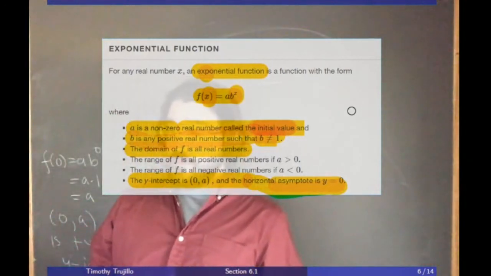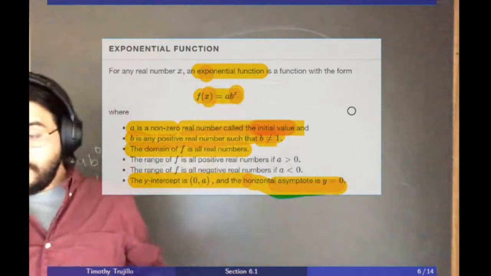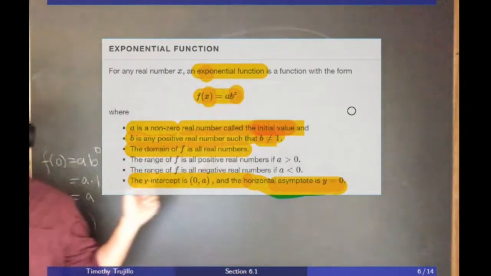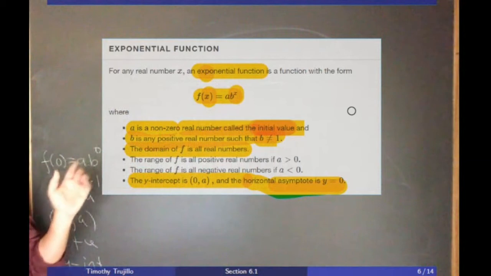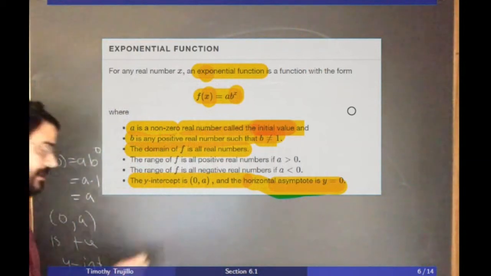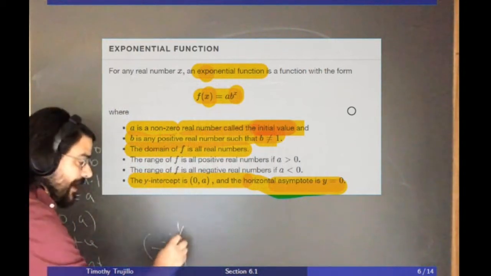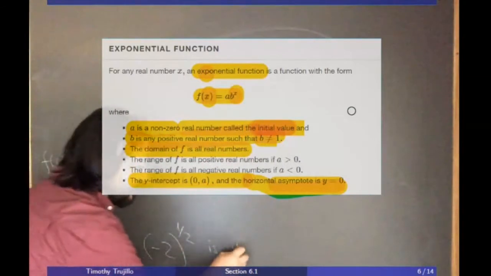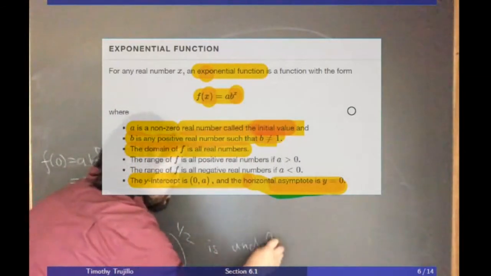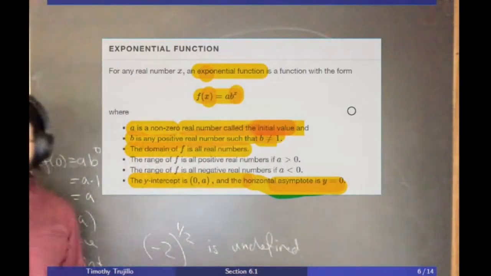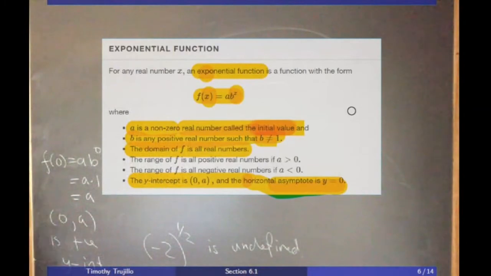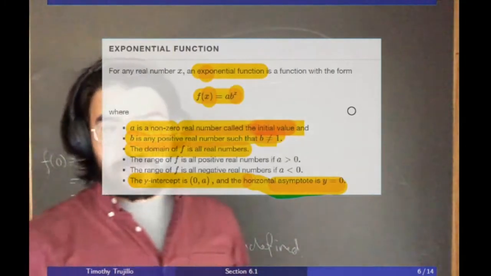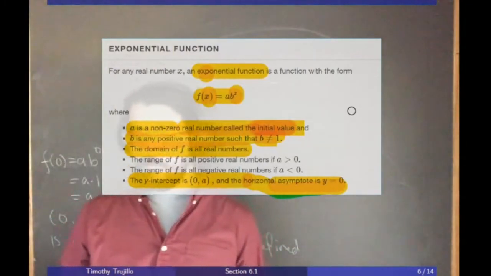Destiny, it can't be negative, right? Like I was saying, that's what it means for b to be positive. We're including the fact that b has to be positive, because something like negative 2 to the 1/2 is undefined. So even though it may look like an exponential function, if that b ends up being negative, then it's not exponential.